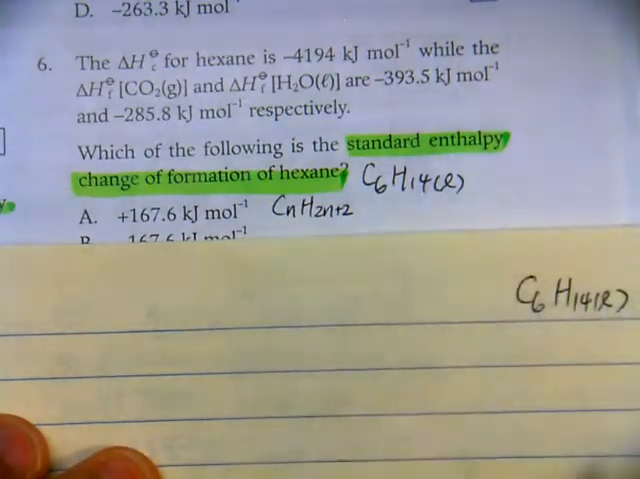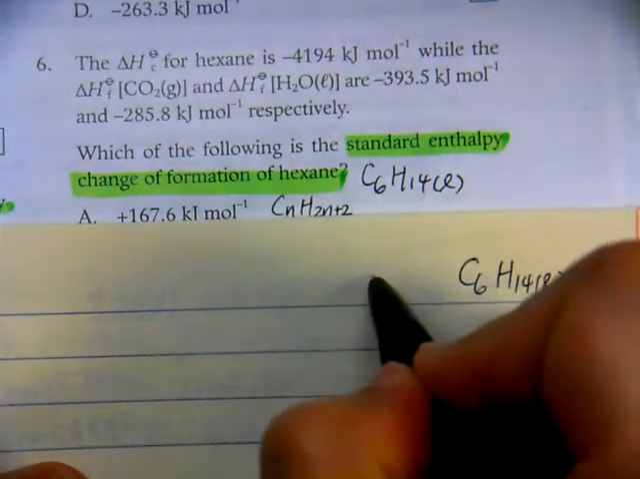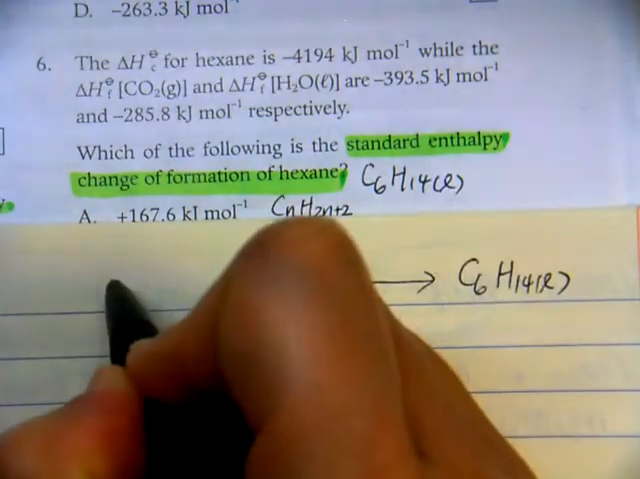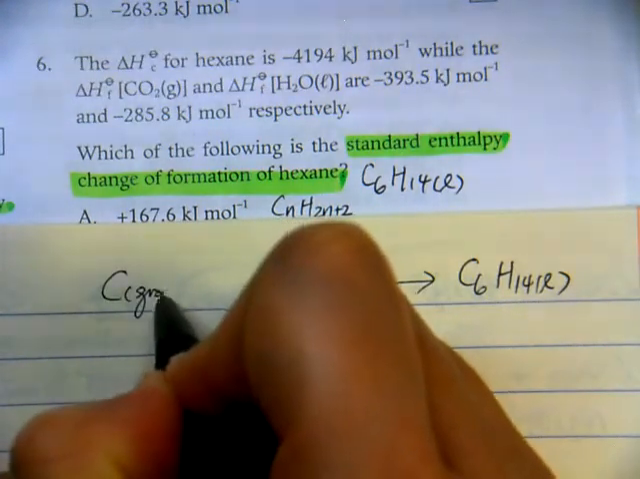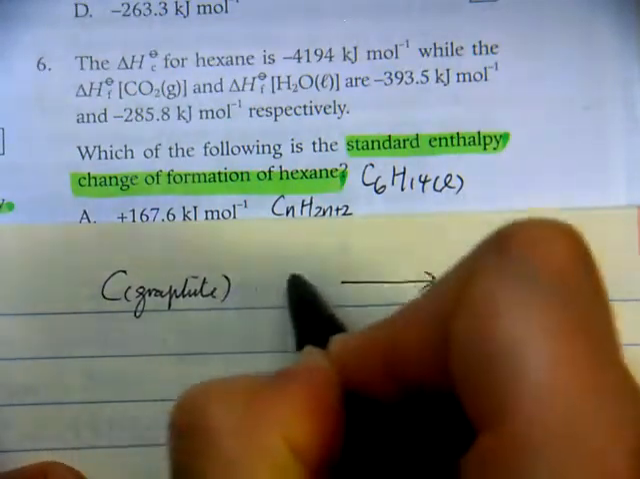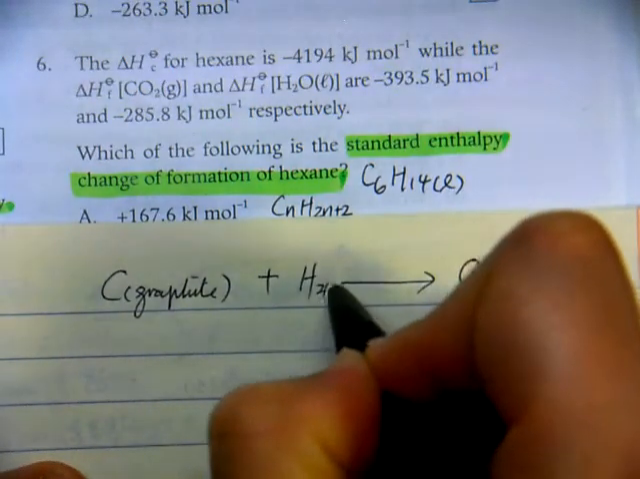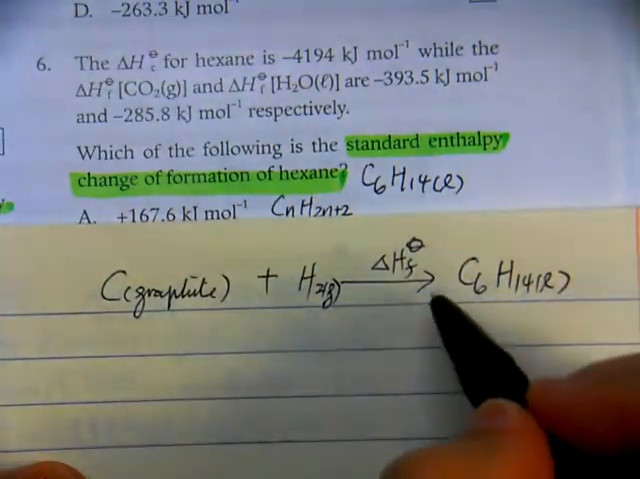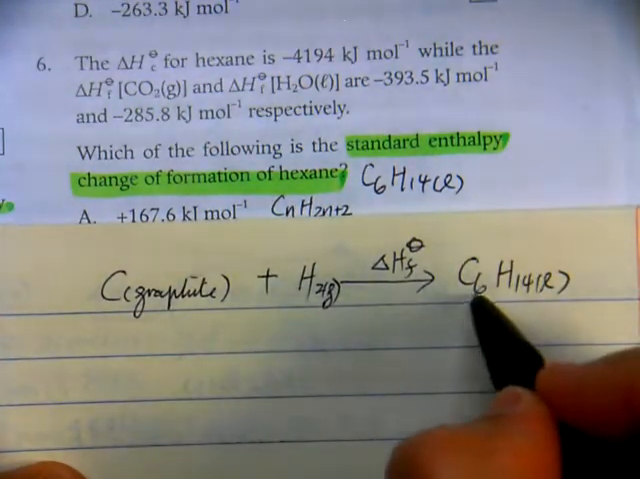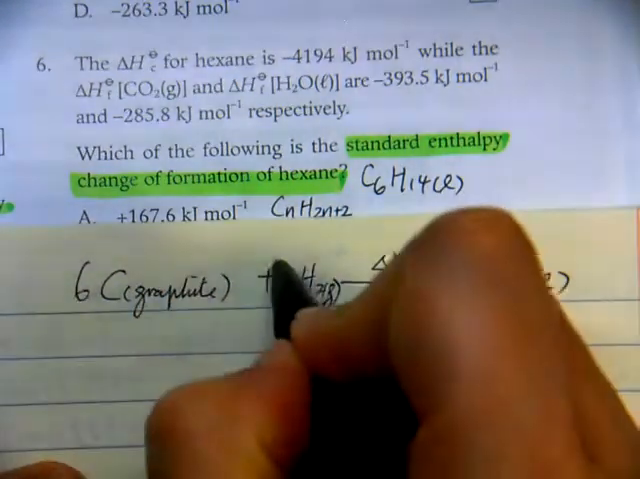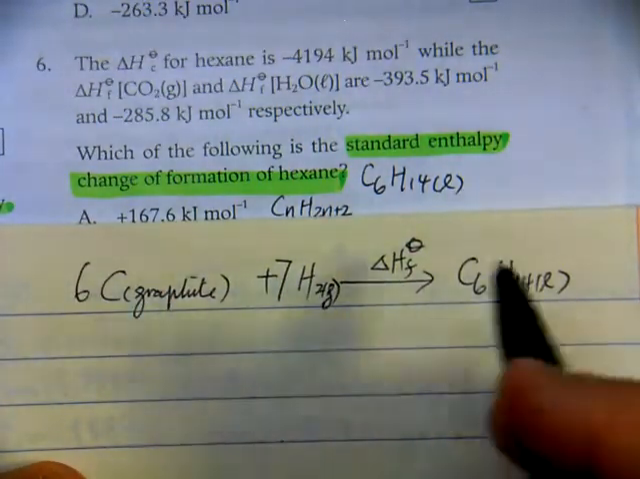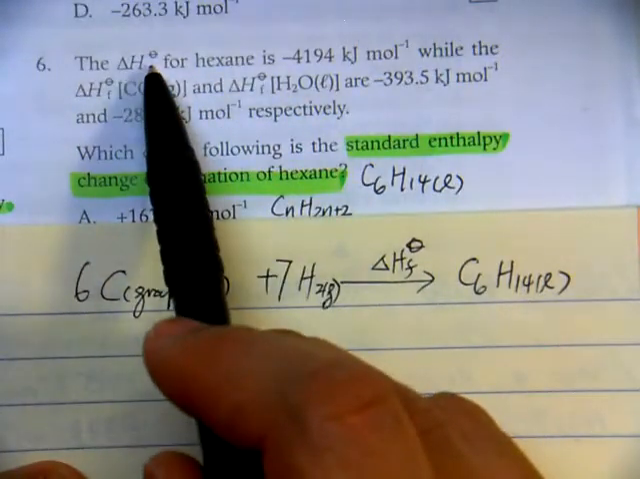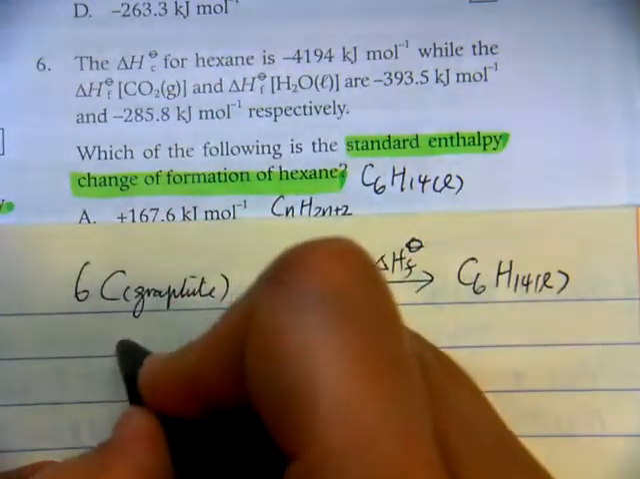Formation, that means hexane is the product. When 1 mole of hexane is formed from its elements, graphite and hydrogen. Next, you need to balance this equation, very important, okay? 6 and 7. Now, however, of the data given, 2 of them are formation, 1 of them is combustion.